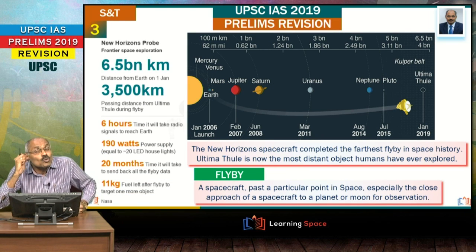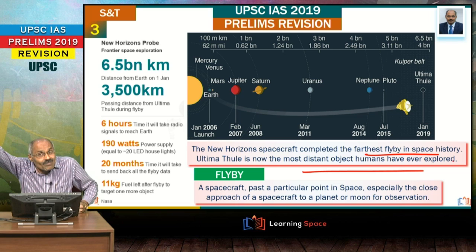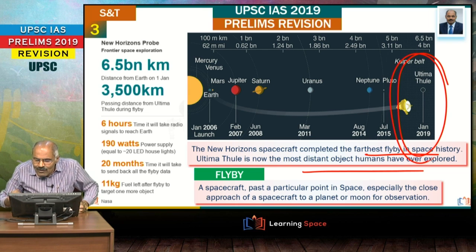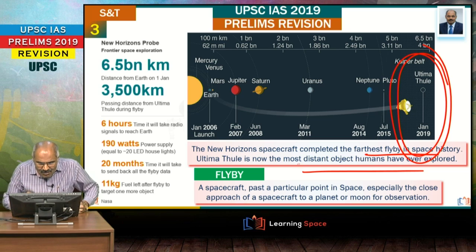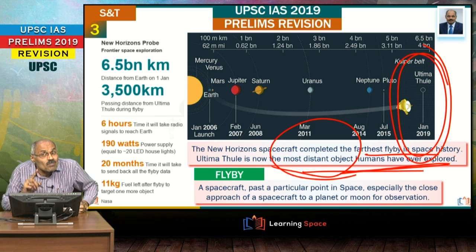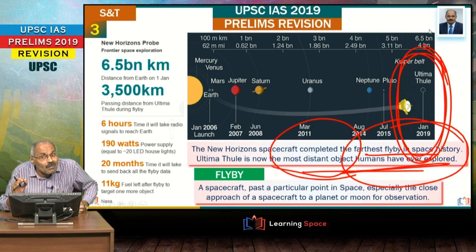This is about Ultima Thule, the New Horizons spacecraft of NASA. NASA's New Horizons spacecraft, in fact, completed the farthest flyby, around 6.5 billion kilometers. This is the farthest flyby in space history, please don't forget. And this Ultima Thule has now become the most distant object, very, very important, the most distant object humans have ever explored.